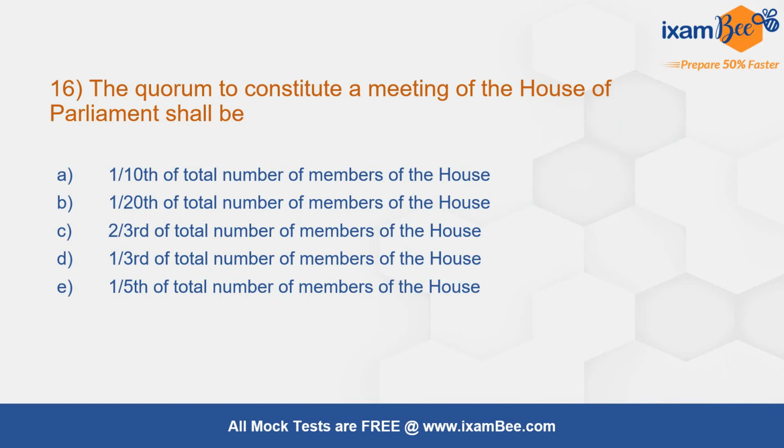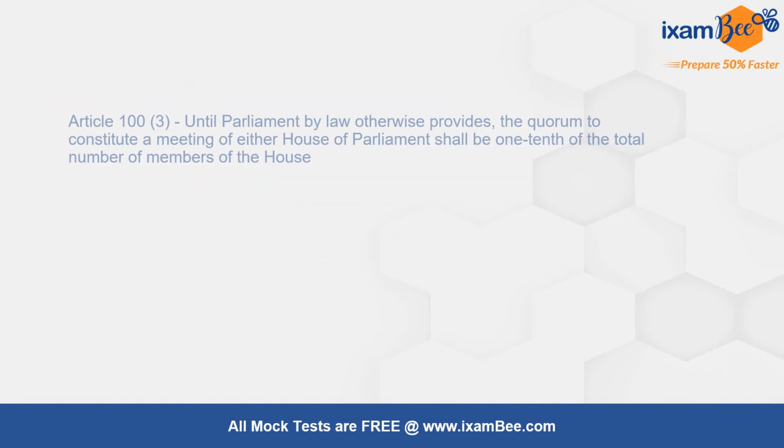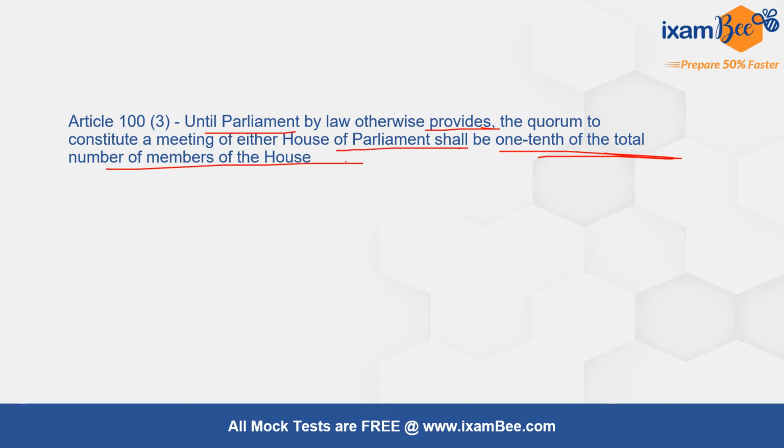Question number 16. The quorum to constitute a meeting of the House of Parliament shall be. The correct answer is 1/10 of the total number of members of the House. This is given under Article 100 of the Constitution. Until Parliament by law otherwise provides, the quorum to constitute a meeting of either House of the Parliament shall be 1/10 of the total number of members of the House.